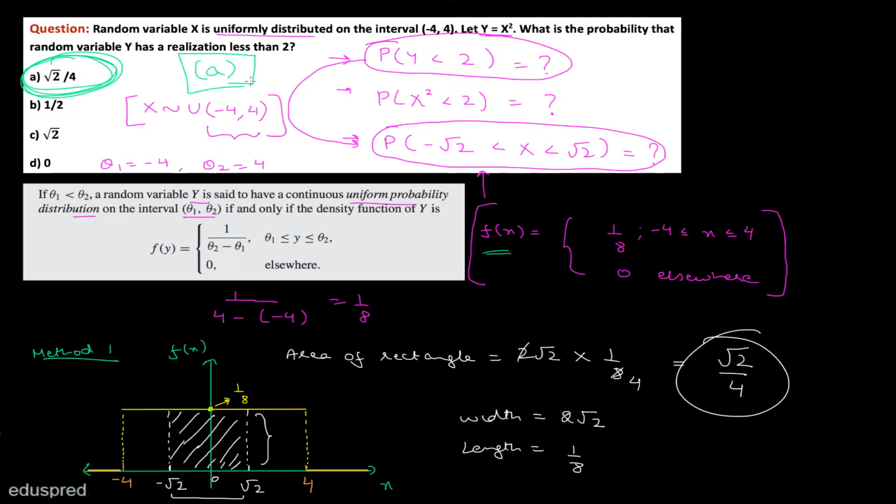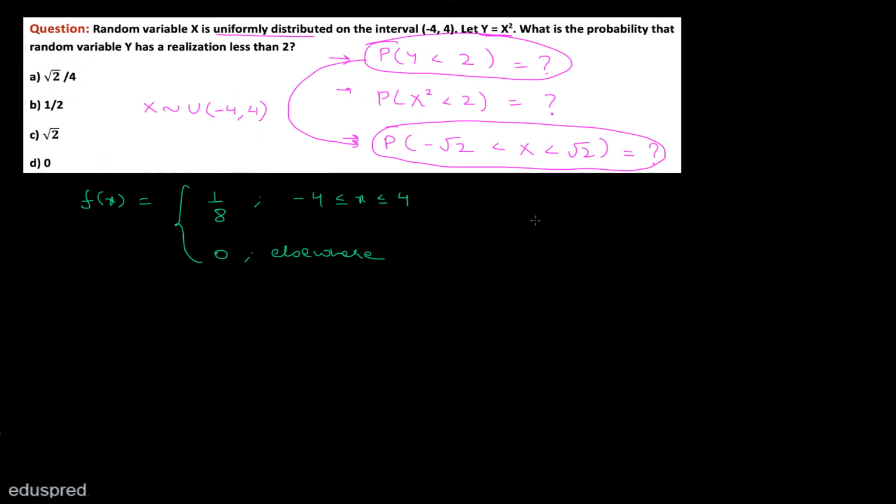So I've shown you how to find the answer using method number 1, in which we drew the figure for this probability density function and then analyzed the figure to find the probability. You could have also done the same thing using the method of integration. So let me show you how you can find this probability using the method of integration as well.